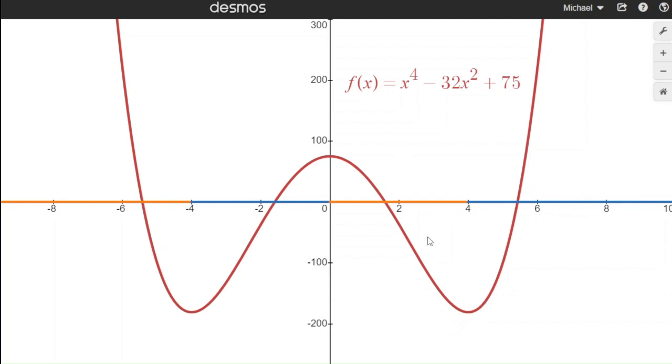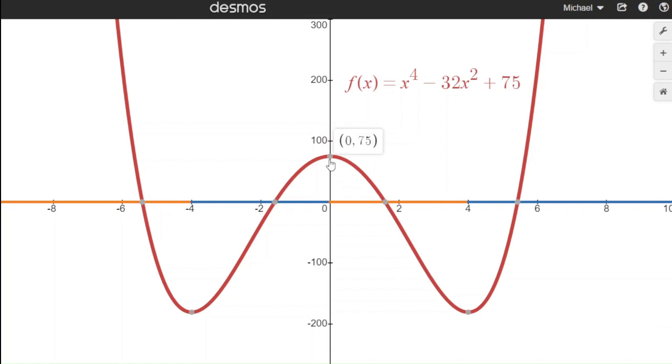Now, one thing more that we could do is say, what is the local max and what is the local min? So at 4, we have a local min. What is the local min? Well, as you can see, this is actually 4 comma -181. This one is -4 comma -181. And we have a local max at 0. The max itself is 75.